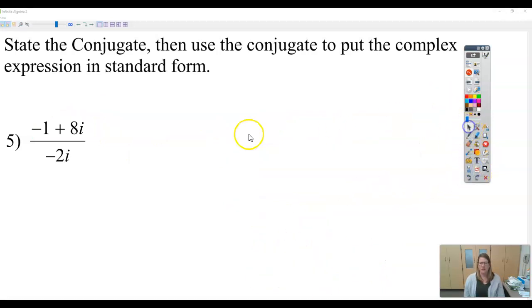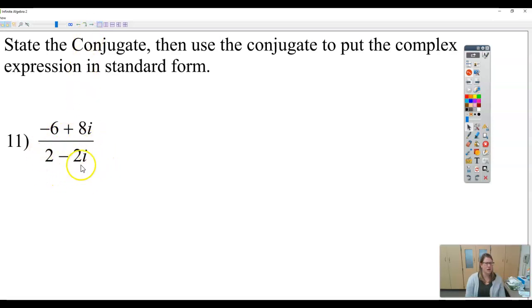Okay, let's try one where we have a binomial in the bottom instead of a monomial. So we have to skip ahead a little bit here. So here we go. We have 2 minus 2i as our complex number in the denominator. The conjugate of that is going to be 2 plus 2i. So I need to multiply this fraction, top and bottom, by that conjugate, 2 plus 2i.